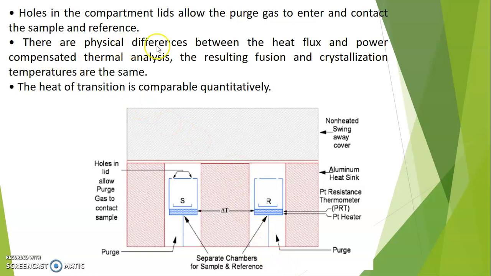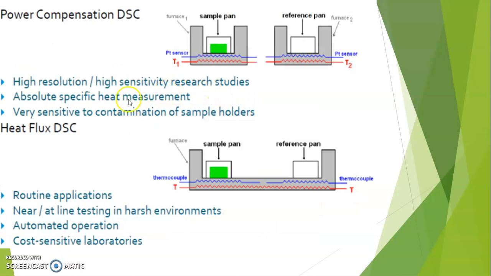There are physical differences between heat flux and power compensated thermal analysis. The resulting fusion and crystallization temperatures are the same. The heat of transition is comparable quantitatively. So this is the heat flux and power compensation DSC. Here one block is used. Here separate blocks are used, where separate containers are present.